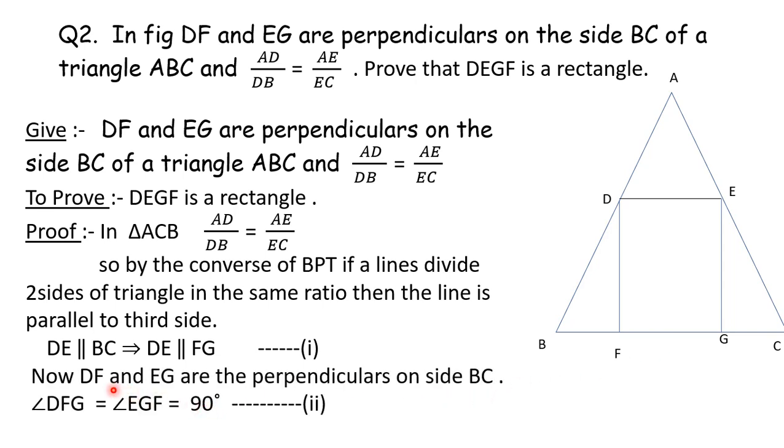Now DF and EG are the perpendiculars on the side BC. That means angle DFG is equal to 90 degrees, and angle EGF is equal to 90 degrees. So both are equal to 90 degrees. This is equation number 2.